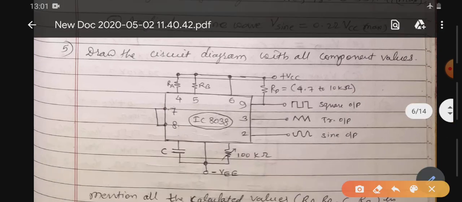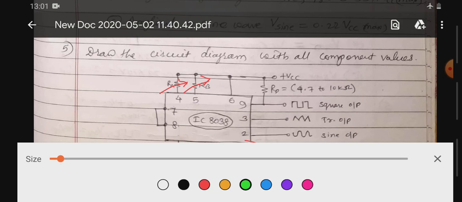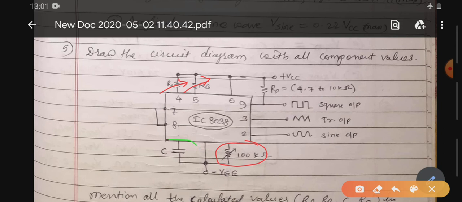This is the typical circuit diagram. Here I have forgotten to give the variable resistor like this. So these two are variable. Then this resistor has a fixed value of 10 kilo ohm. We have to calculate the value of these components which are shown in green line. So this capacitor value we have to calculate, this Ra and Rb we have to calculate, and Rp is pull-up resistor. We can select any value from 4.7 to 10 kilo ohm, and we have to calculate the amplitudes of these three waveforms, square, triangular and sine waveforms.